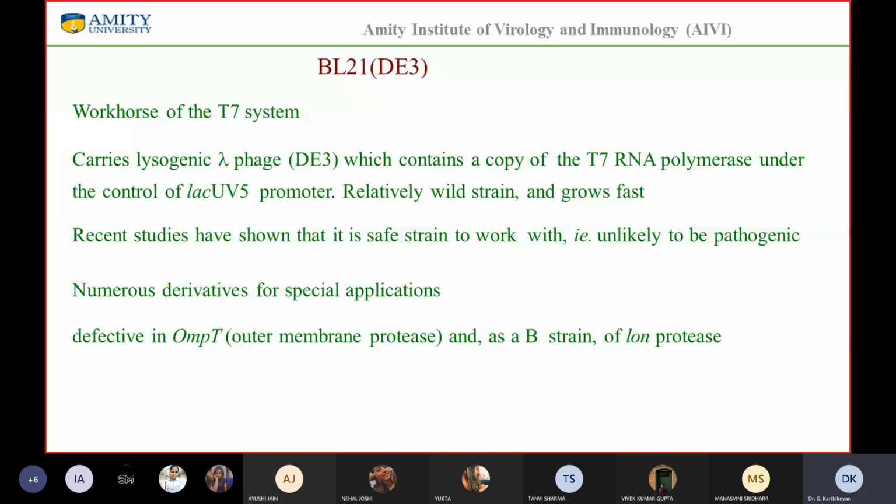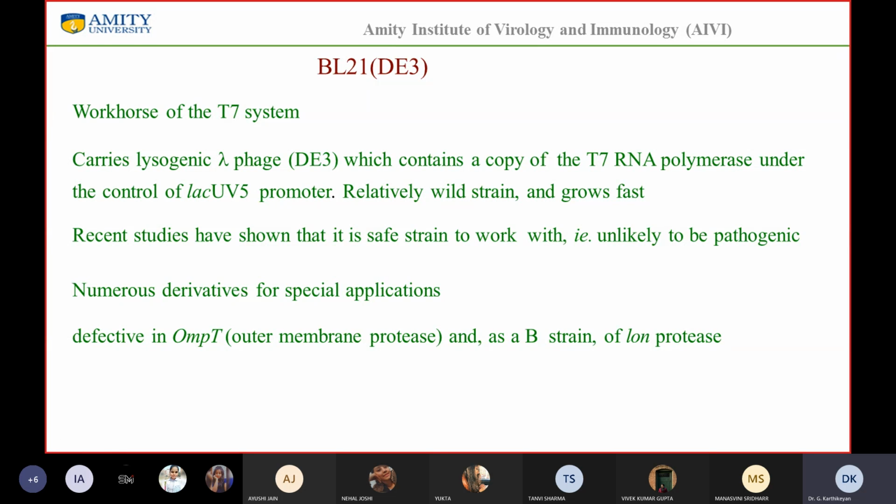Okay, so BL21DE3, this is the workhorse of the T7 system. It carries a lysogenic lambda phage. That is why the name of the phage is called DE3. Whoever designated this, they called it DE3, and so now this strain is called BL21DE3. So you have a strain called BL21, and then you have a strain called BL21DE3. BL21DE3 carries this lambda phage, which contains T7 RNA polymerase under the control of the lacUV5 promoter.